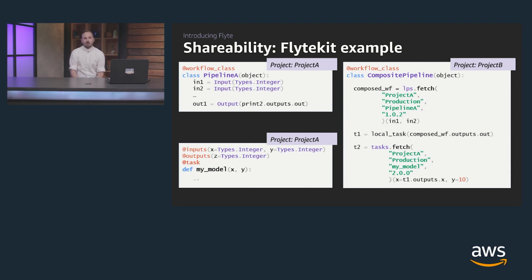So to give a brief example of this, you can see here we have a project A and project B, where project A has defined a workflow and a task. The workflow is named pipeline A, and the task is named my model. On the right-hand side, we have project B, which is going to have a composite pipeline, which pulls in the workflow from project A as well as the task from project A and weaves them together. You can see we use some of the SDK magic methods to find a specific version of that pipeline and task, and we put it together in this composite pipeline, which will run in project B's context and use project B's resources.